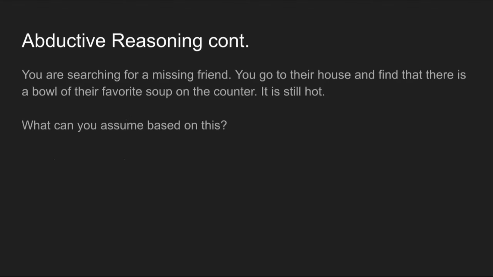So you think your friend is missing, but when you go to their house, you find that there's a bowl of their favorite soup and it's still hot. If the soup is still hot, then what recently has to have happened? Obviously, somebody must have heated it up. If it's their favorite soup, one might assume that it's either made by them or somebody very close to them. And they're probably around. They might be in the house somewhere, or they might have just left and are coming back shortly. Otherwise, why would they have heated up the soup?